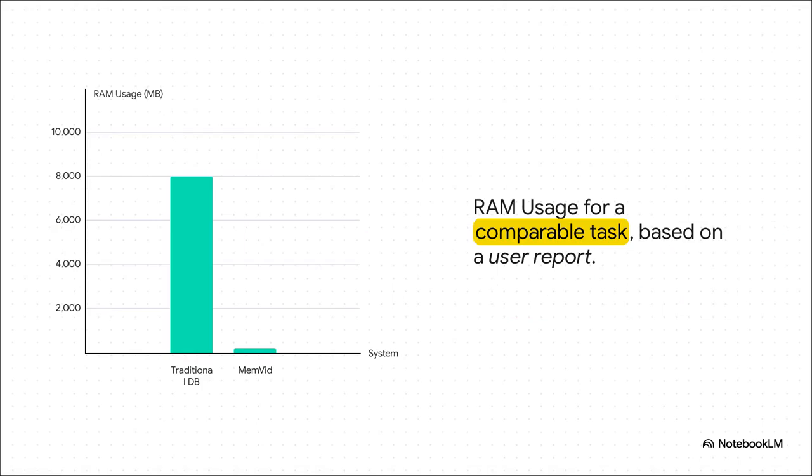And that doesn't just apply to disk space, it applies to RAM too. Get this, one user reported that a job that was eating up over 8 gigabytes of RAM with a traditional cloud database needed only about 200 megabytes with MemVid. That is an absolutely massive difference. And it's because MemVid doesn't need to load the whole giant index into memory. It just pulls what it needs when it needs it right off the video file on your disk.